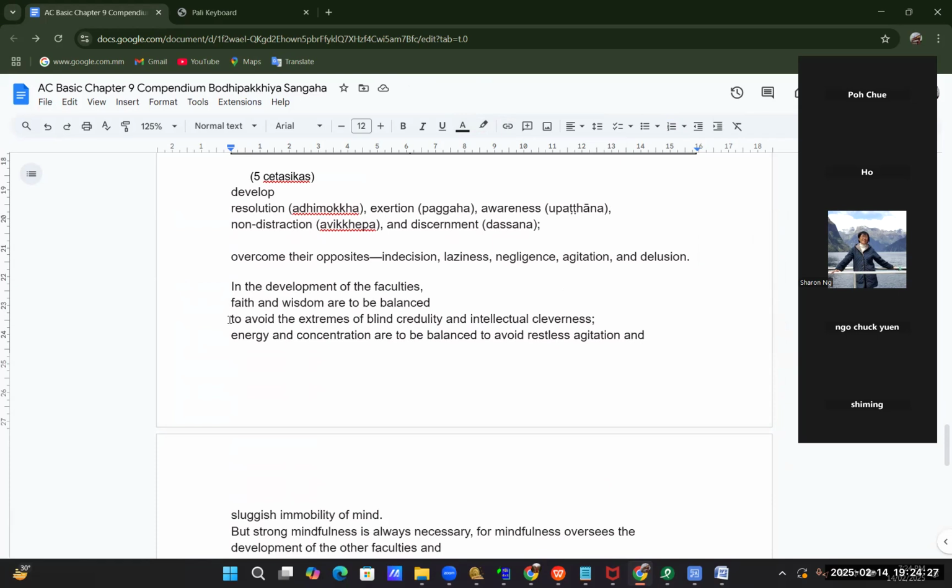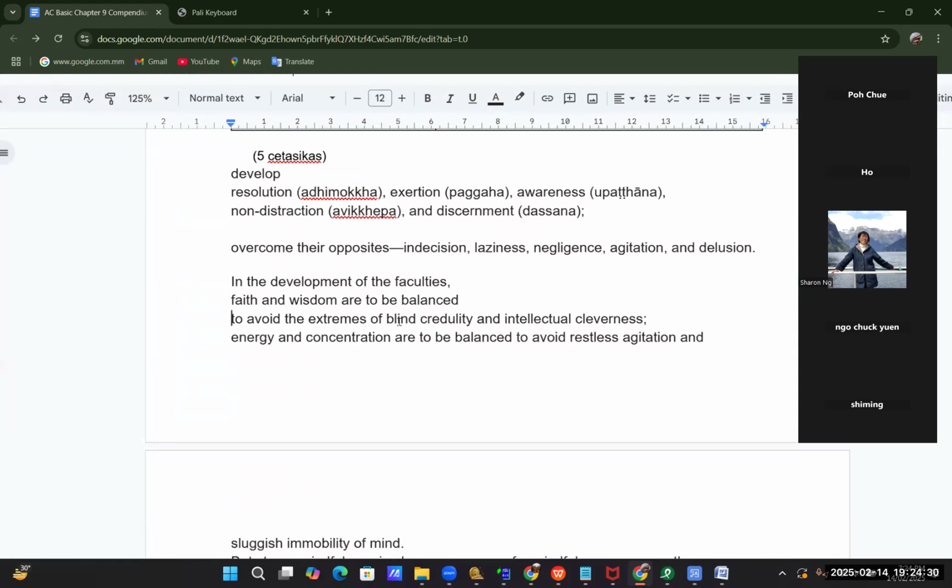Now, faith and wisdom need to be balanced to avoid the extremes of blind credulity. Because if their faith is too much and the wisdom is too little, then they have blind faith. But it's the opposite way if the knowledge is too much and the faith is too little. They use their intellectual cleverness, but in a harmful way.